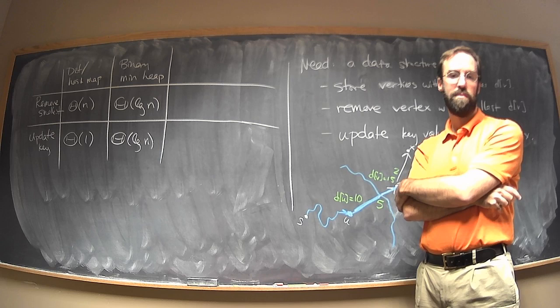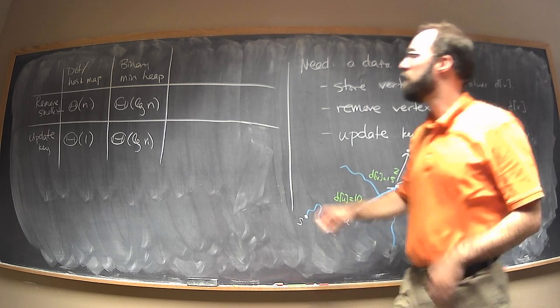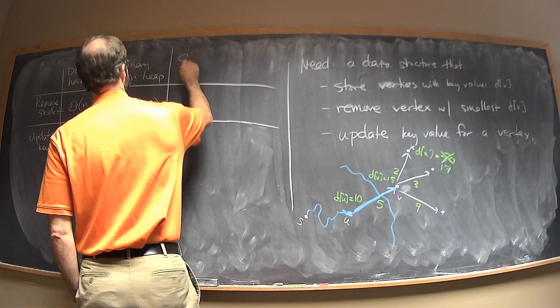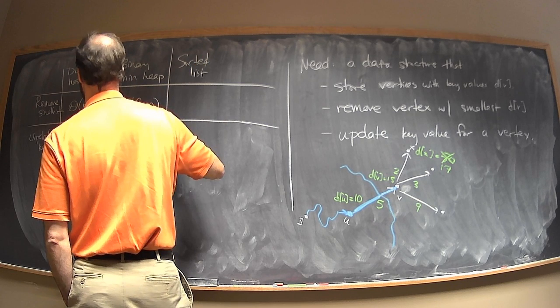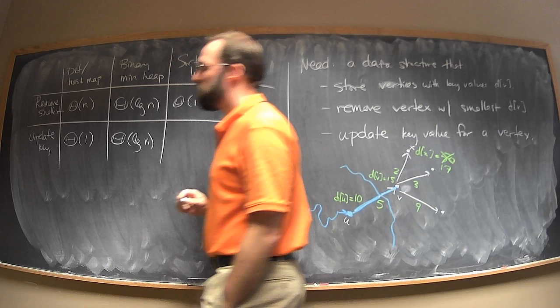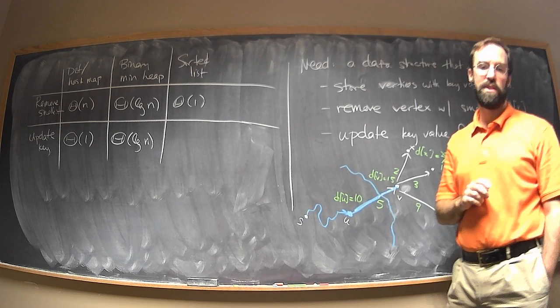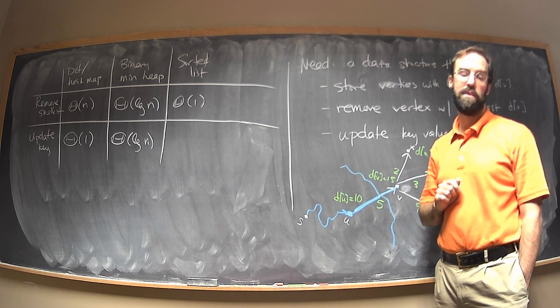Constant time? Yeah. We can remove something from the end of a list in constant time, right? So for a sorted list, removing the smallest is constant time. And how long would it take if I wanted to change the distance value associated to a given vertex, how long would that take?